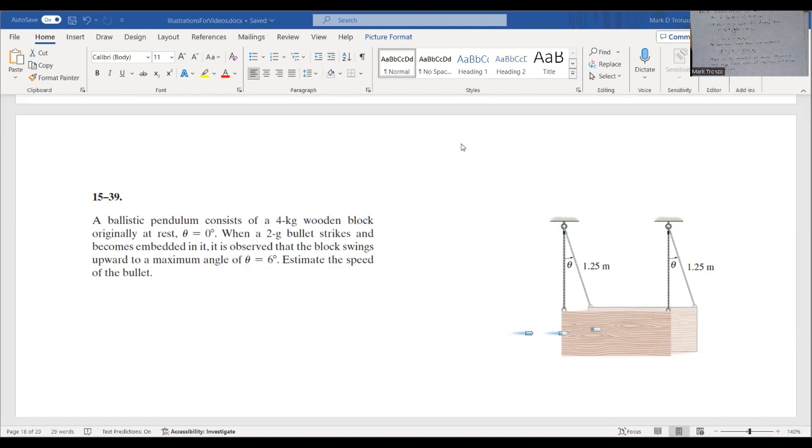So we're going to have to work backwards, and we're going to have to start by looking at the fact that the bullet gets embedded and then it lifts the block to a maximum angle of 6 degrees. That means the block will have raised just a bit, as you can see from the picture, and the bullet would have gone up just a bit.